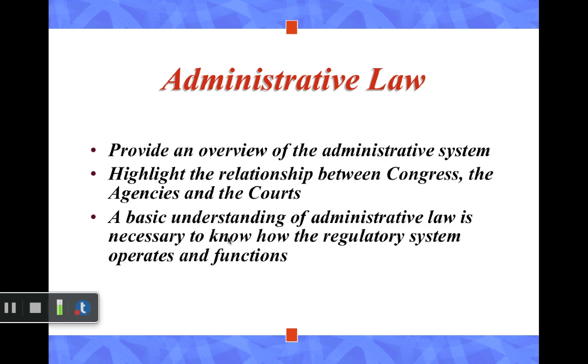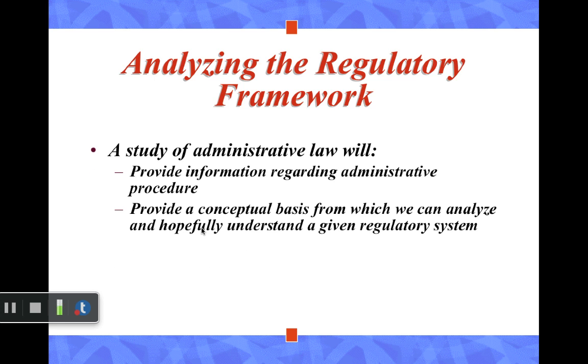What we're going to do is provide an overview of the administrative system, highlight the relationship between Congress, the agencies, and the courts, and get a basic understanding of administrative law, of why it's necessary, and how a regulatory system operates and functions. This will provide us with some information about administrative procedures and a conceptual basis from which we can analyze and understand a given regulatory system. In particular, we're going to be discussing OSHA.